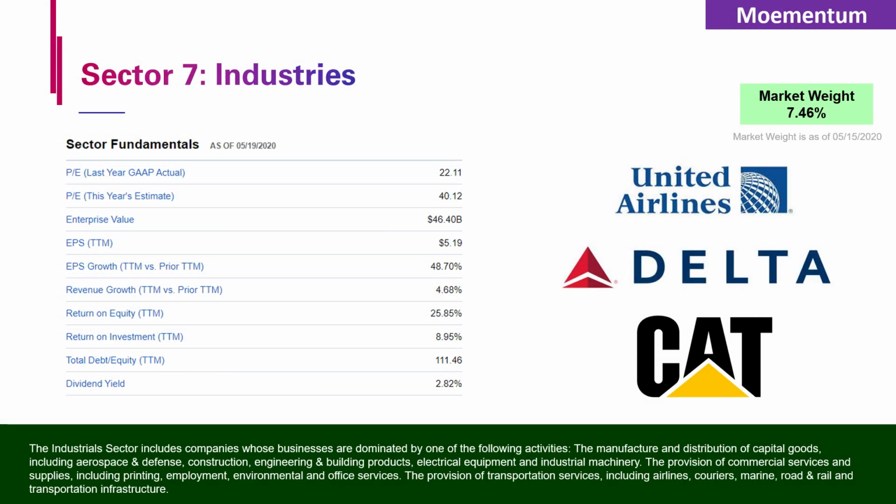Industrials is the seventh sector that we will review. Here we have different companies such as United Airlines, Delta, and Caterpillar. The dividend yield for this category is 2.82%.